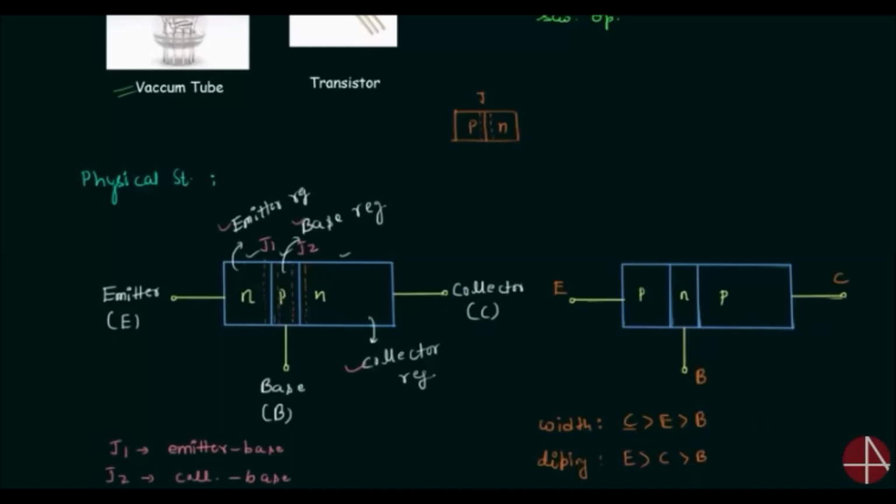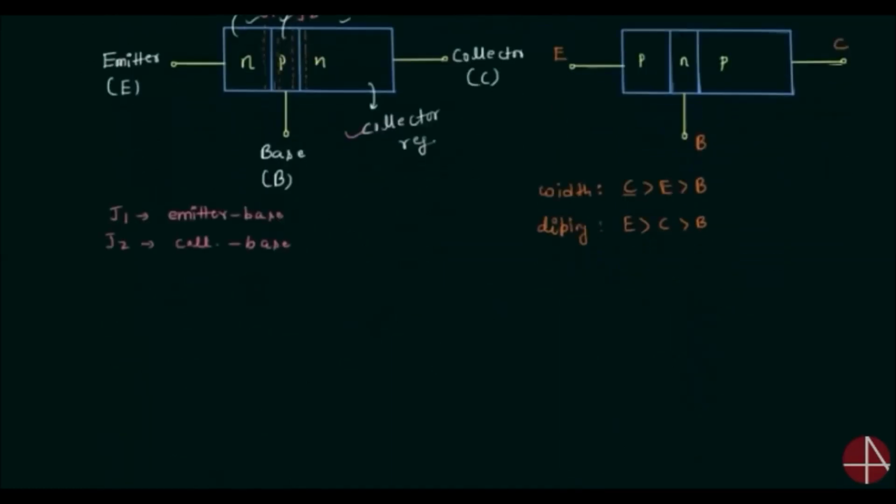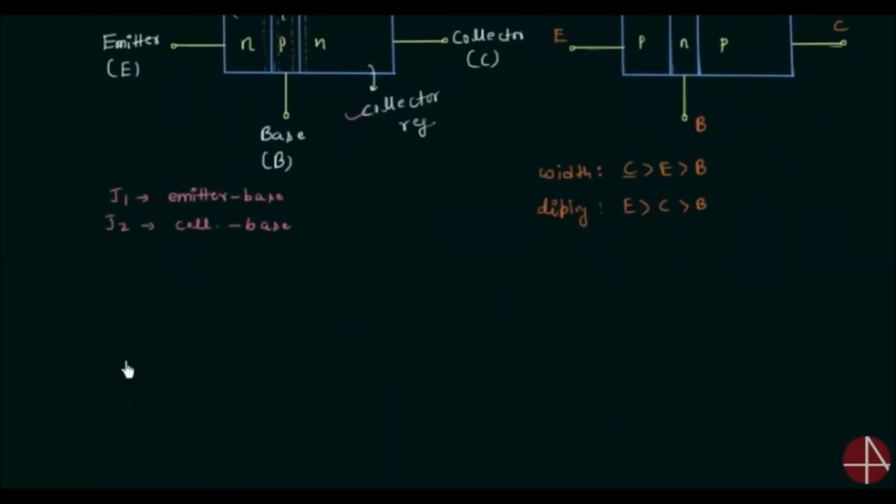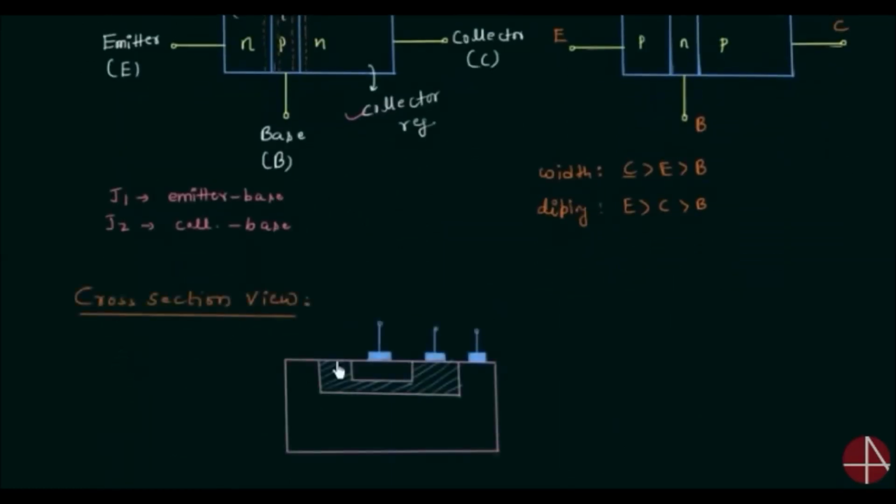The next thing is the cross-sectional view of the transistor. I will quickly draw the cross-sectional view of the transistor. This is the cross-sectional view. This region is emitter region and this terminal is emitter terminal. This region is base region and this terminal is base terminal, and the largest region is collector region and this terminal is collector terminal. This is the cross-section view of NPN transistor. You can also draw the cross-section view for PNP transistor. Everything will remain same.